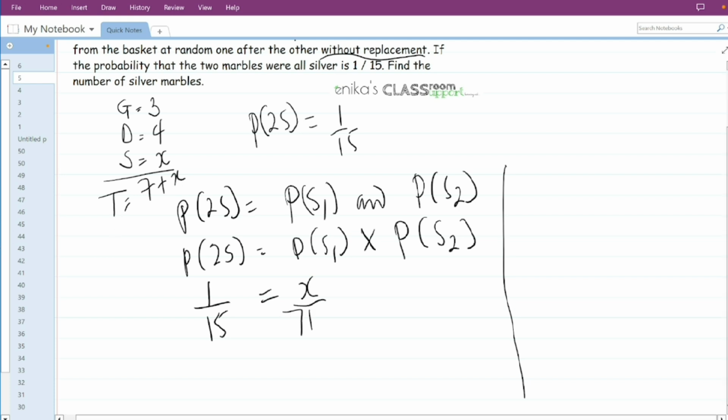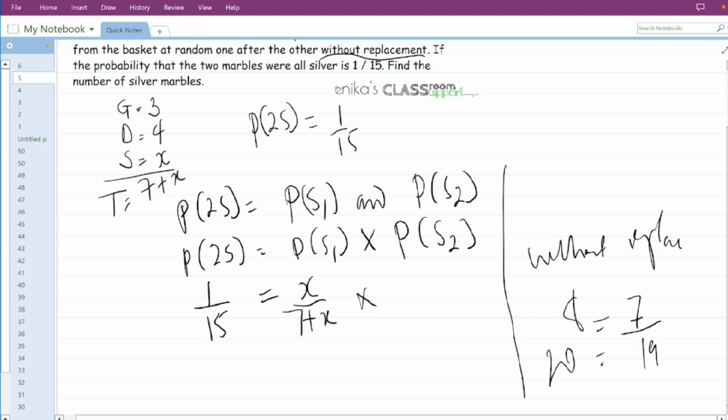Times the probability of the second silver ball, since it is without replacement. This is where without replacement is very important. That means if we have taken the first silver marble, let's say there were 8 silver marbles. If we've taken 1 out of it, you'll be left with 7. Now for the second probability, we'll be working with 7, and if our total was 20, now the total will drop to 19. That's 7/19.